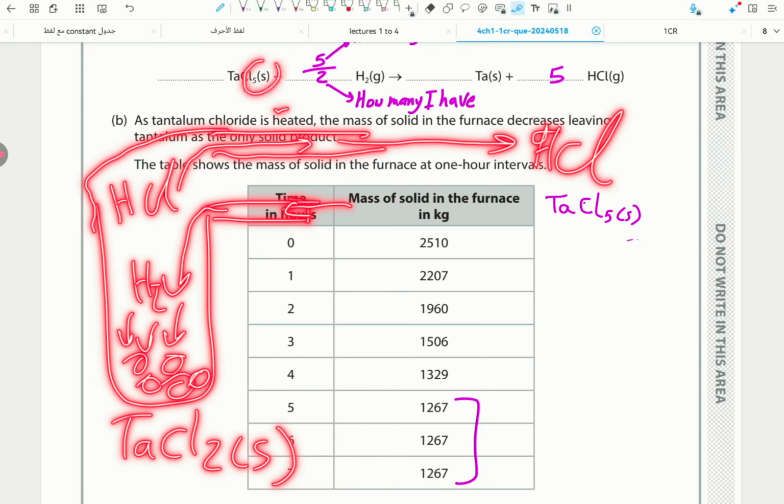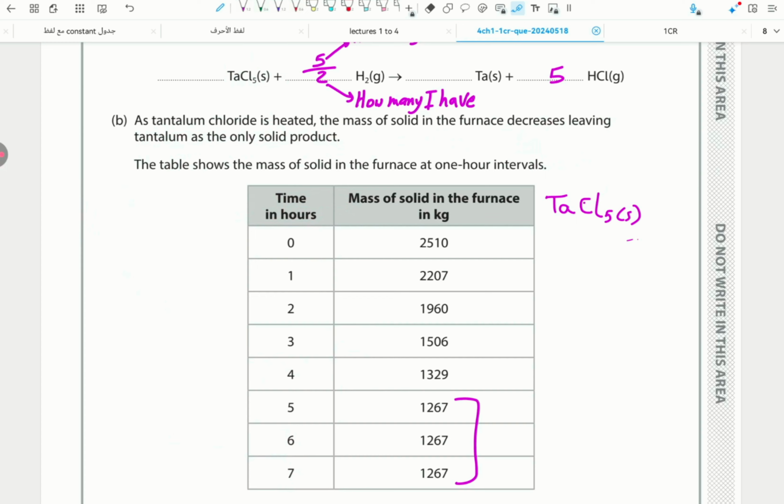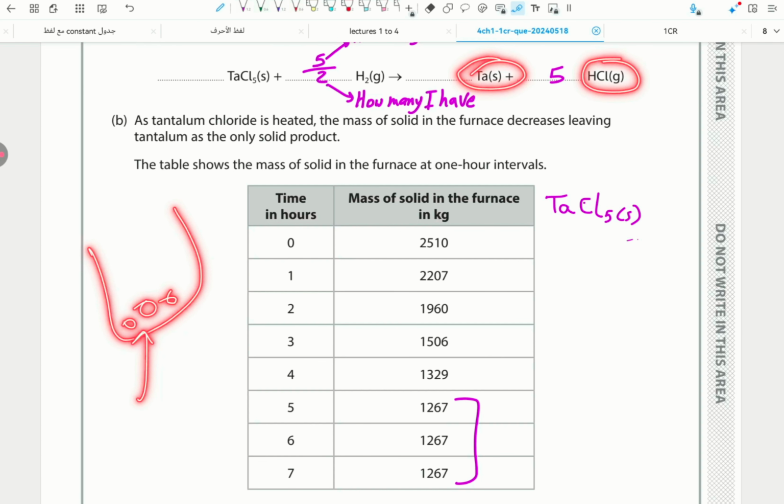So we are technically stealing the Cl from the tantalum, so the tantalum will stay alone after a while. So the mass of tantalum chloride, or the mass of the chemical inside the furnace, will be decreasing because we are losing the chloride. The mass of solid in the furnace decreases because we are stealing the Cl in the shape of HCl, and it leaves like a gas. Only the solid matter will stay in the furnace.